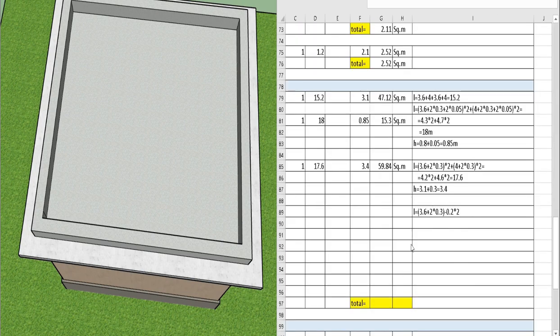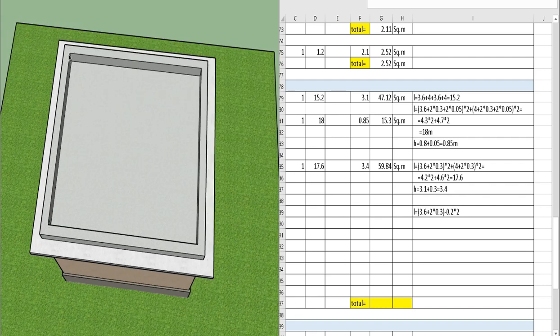But this length is only of one side, that is from this portion to this portion, and we have this length 2 times, that means from this portion to this portion. So I can simply multiply by 2.